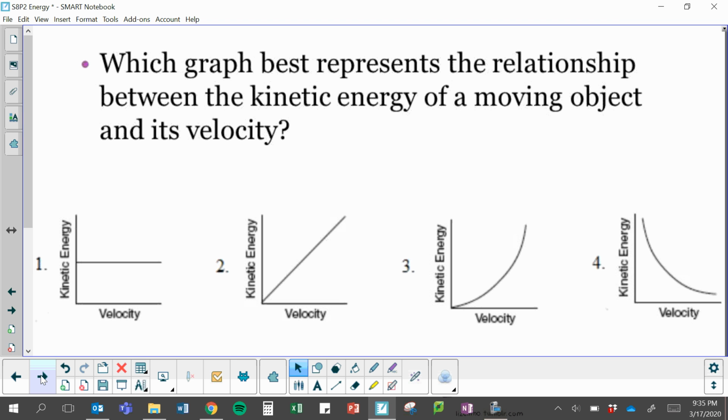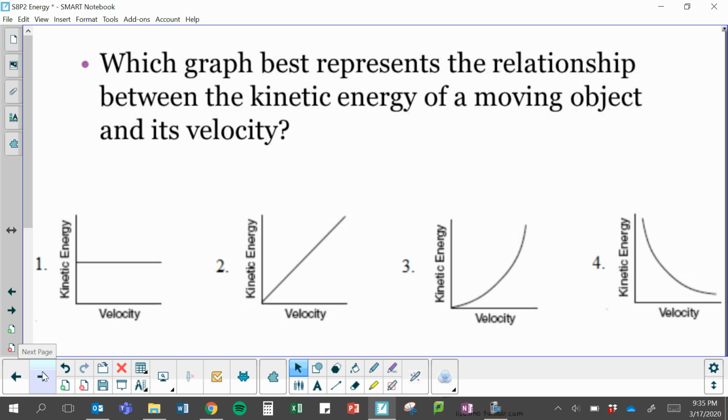Okay, so if you remember, we also have to look at graphs with potential and kinetic energy. So here, which graph best represents the relationship between kinetic energy of a moving object and its velocity? So this one is actually going to be number 3. And the reason is it's dealing with kinetic energy, and that's the one where it's going to curve up and to the right. And this is in our song.